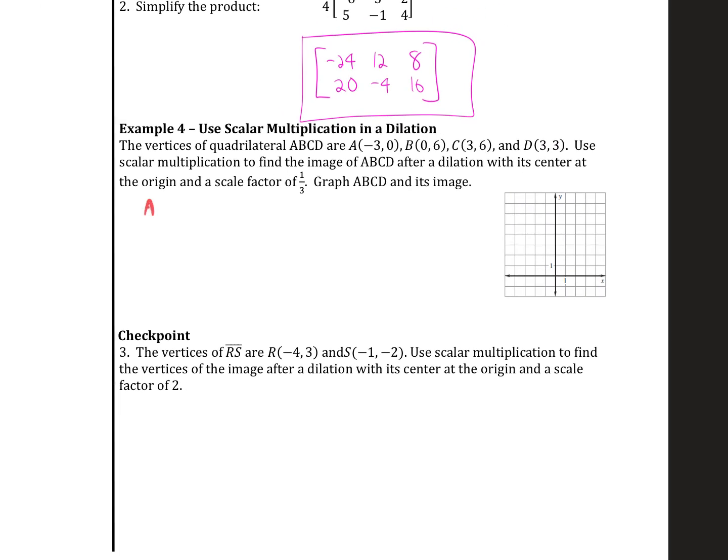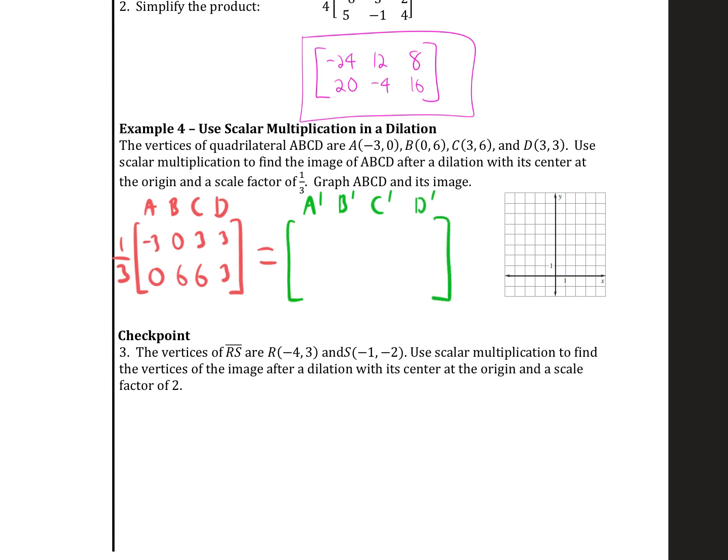So we have A, B, C, and D. We have this matrix, right? And we're going to multiply the scale factor of 1/3, okay? So the points for A was negative 3, 0, B was 0, 6, C was 3, 6, and D was 3, 3, okay? All right, if you want to try this on your own really quick, see if you can figure it out. All right, for A, we're going to multiply 1/3 by everything here. So let's use green. So we have A prime, B prime, C prime, and D prime.